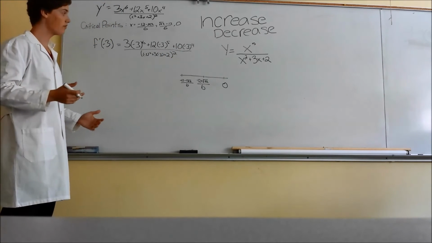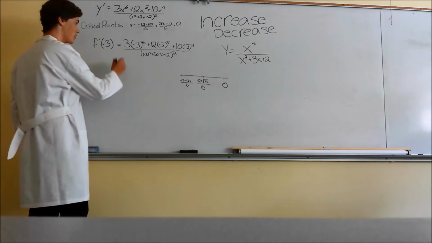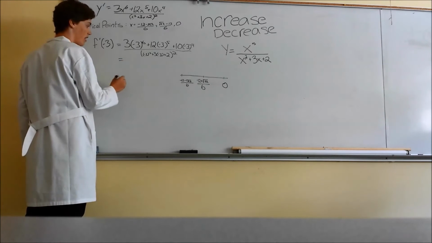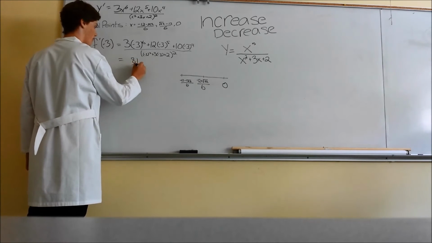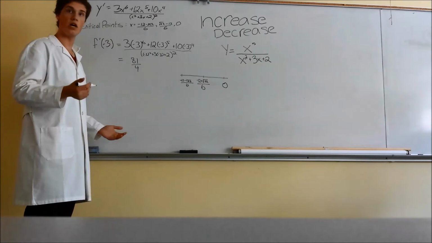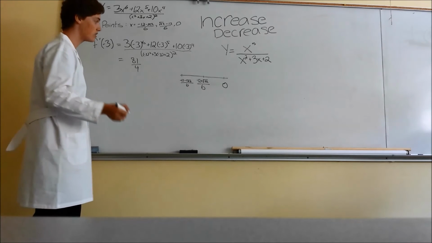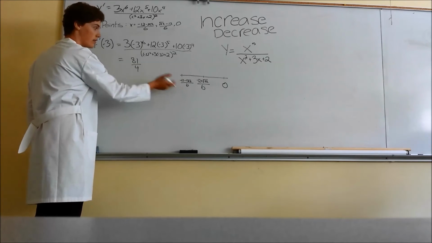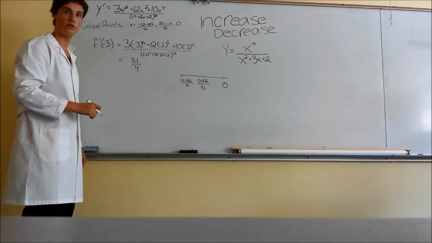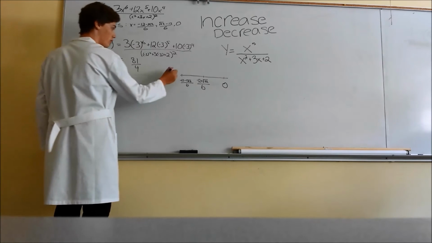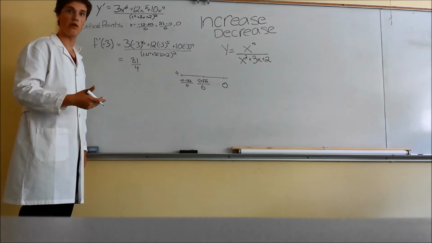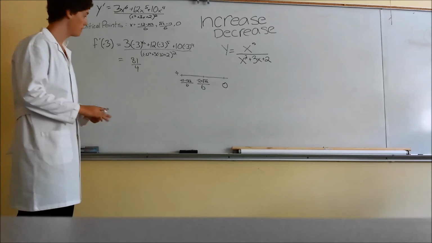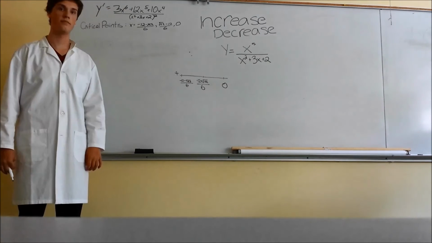From here, we simplify and expand our brackets to determine that f prime of negative 3 is equal to 81 over 4. Because this is a positive number, we say that all x values less than negative 12 minus root 22 over 6 are increasing, because the derivative is greater than 0. Okay, one down.